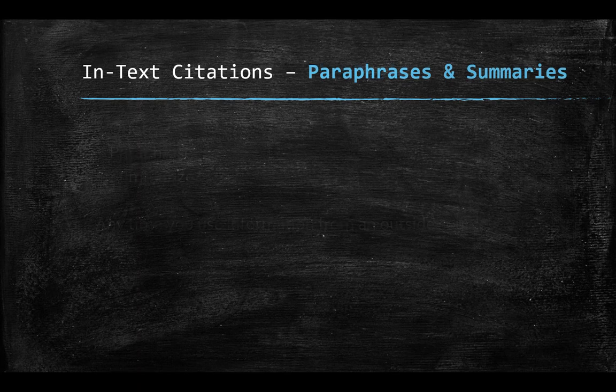Now that you know when to include an in-text citation, you can learn how to create them. The next few minutes of this video describe how to create in-text citations for paraphrases and summaries. That is, this is the format to follow when you are using someone else's ideas, but putting those ideas into your own words. If your source has one author, the format for the in-text citation is author's last name, comma, and the date of publication. This information goes inside parentheses. For this reason, in-text citations are also called parenthetical citations.